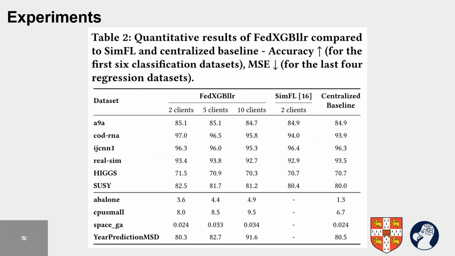This table demonstrates the quantitative results of our method. The number of communication rounds is set to 10. From our results, our approach also outperforms or reaches comparable accuracy to CMFL and centralized baselines on all 6 classification datasets with 2 clients. For regression, our approach achieves comparable or slightly higher MSE compared to a centralized baseline.